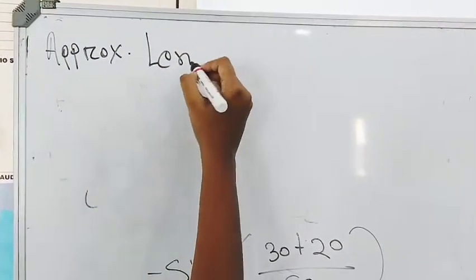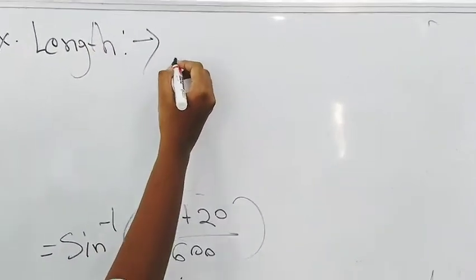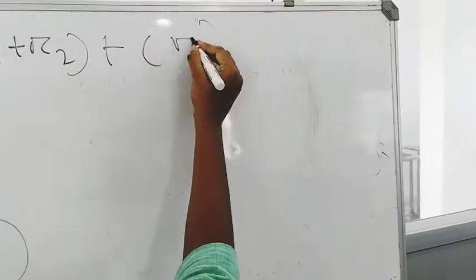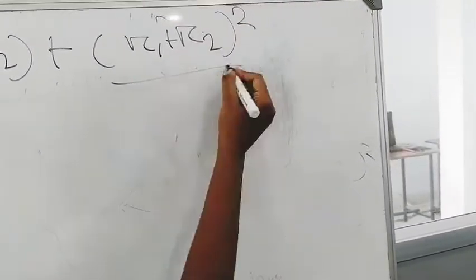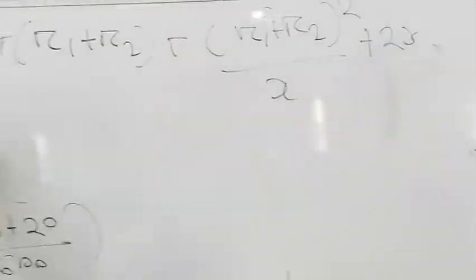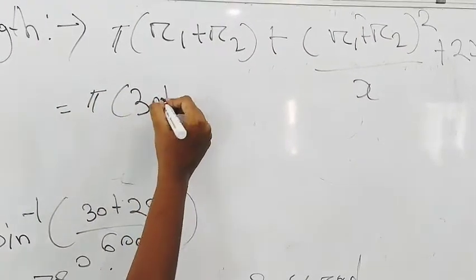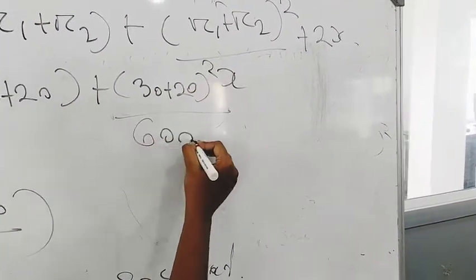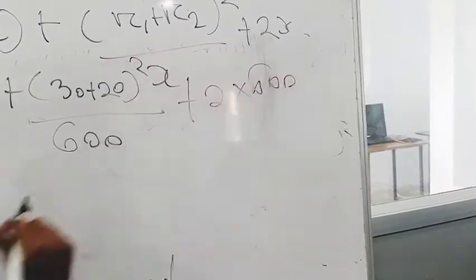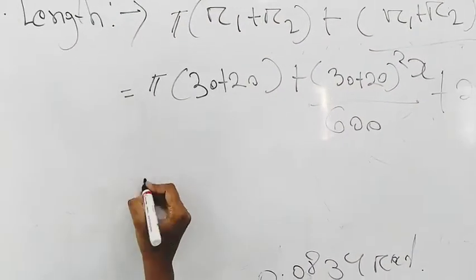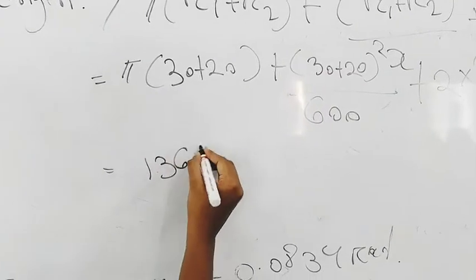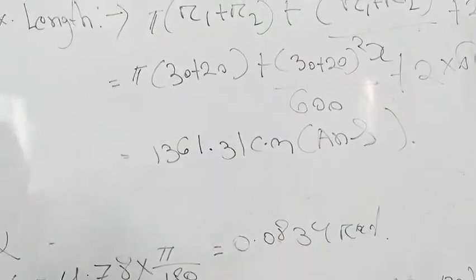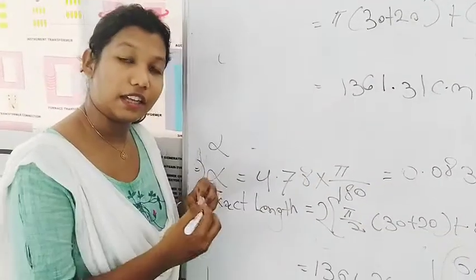This one is the approximate length for the cross belt. The formula is pi (r1 plus r2) plus (r1 plus r2) whole square divided by x, plus 2x. Putting in the values: pi (30 plus 20) plus (30 plus 20) whole square divided by 600, plus 2 into 600. Then the answer will be 1361.31 centimeter. That is the answer, and we are now completing the problem. Thank you, all the best.